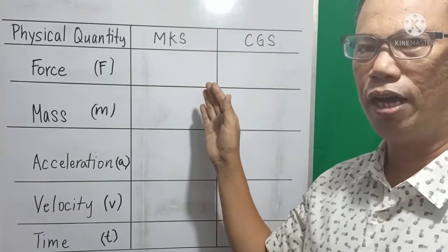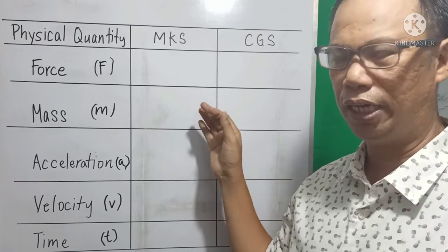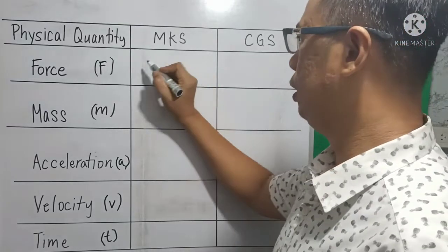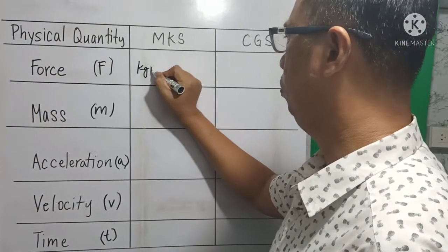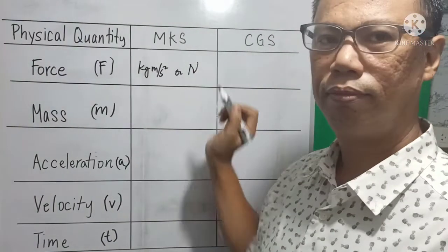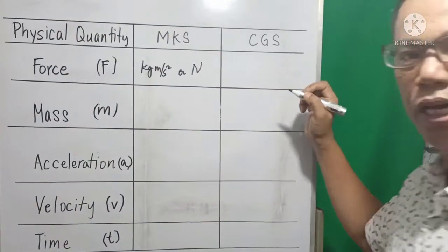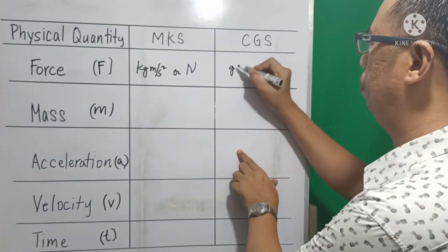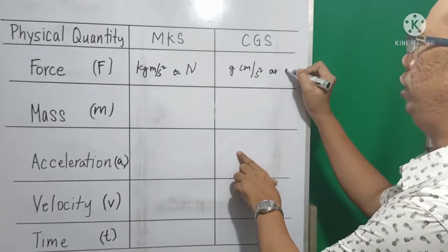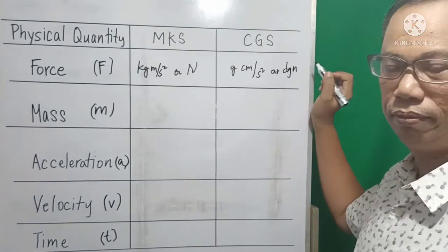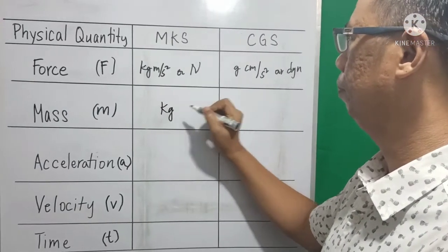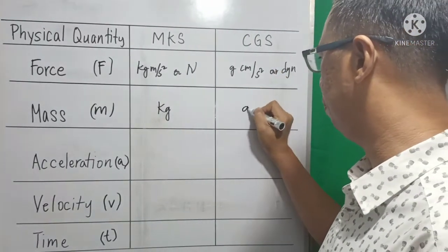On the second column, we have the MKS, meter kilogram second. The unit for force in MKS is kilogram meter per second squared or Newton. In CGS, we have gram centimeter per second squared or we have dyne. Okay. For the mass, in MKS, we have kilogram. For the CGS, we have gram.